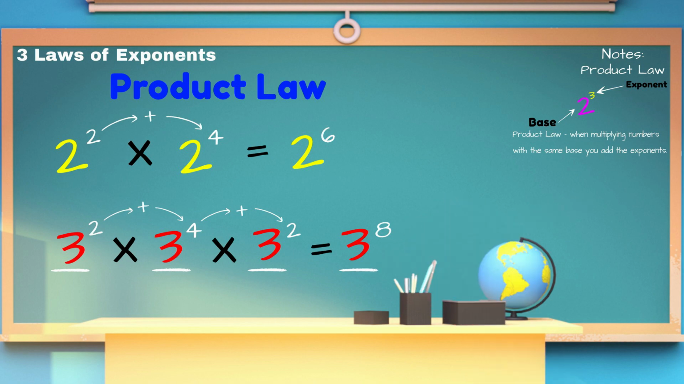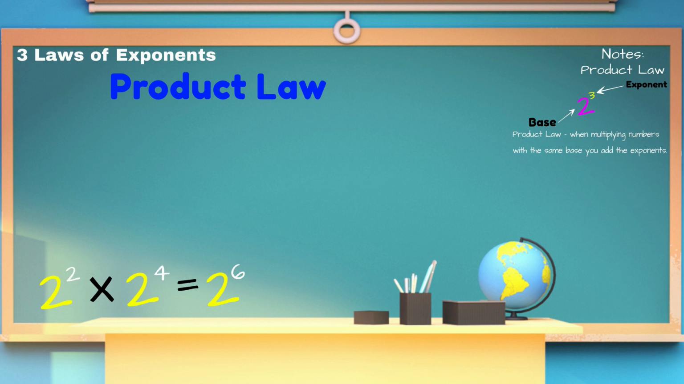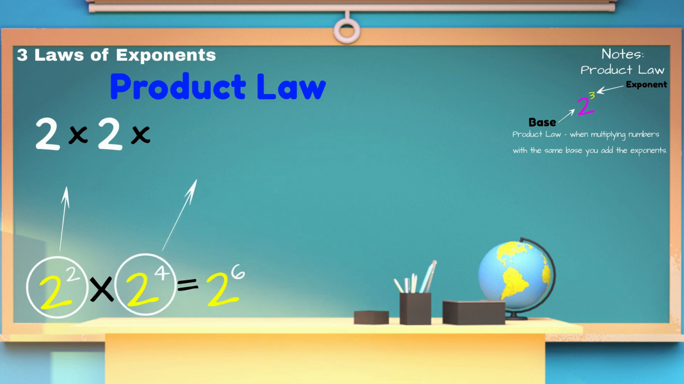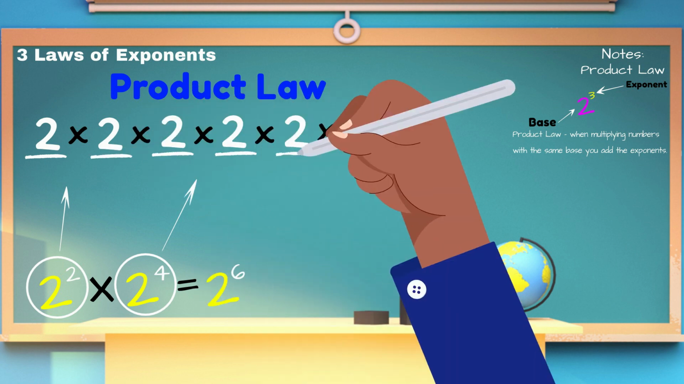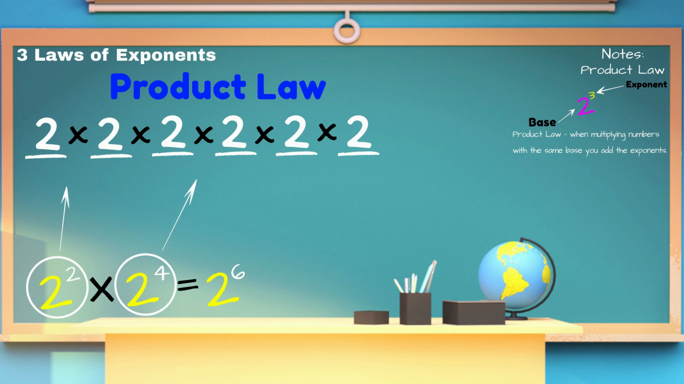A quick proof would look like this. Let's take the expression 2 squared means what? 2 times 2. Multiplied by 2 to the 4th, which means what? 2 times 2 times 2 times 2. Yup. So, if we have 2 times 2 times 2 times 2 times 2 times 2, which can be written as 2 to the 6th power. Positive exponents just means repeated multiplication. Notice, when we put it in expanded form, we got the same answer, 2 to the 6th power.